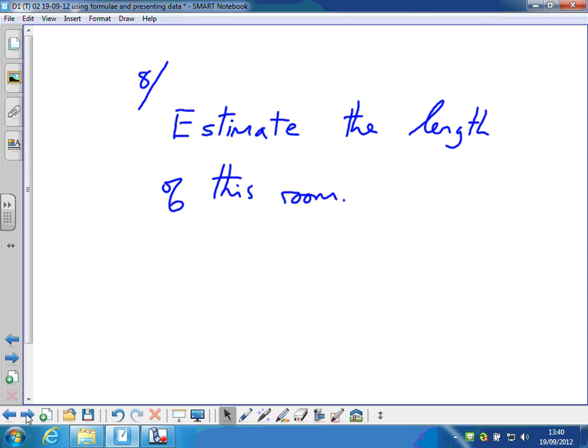Estimate the length of this room. Well, I paced it out yesterday with the other group, and it came to around about 8 meters. So, plus or minus a meter, give yourself a mark. Between 7 and 9. You had a head start. There's a meter rule right next to you. Did you notice it? A meter's roughly the tip of your finger to the shoulder. That's around about a meter. If you ever want to know what that is.